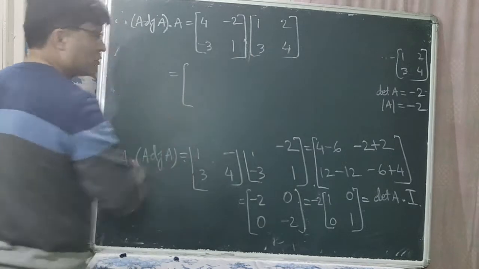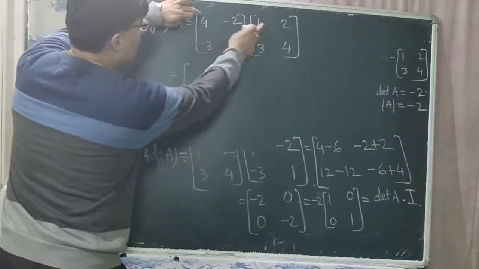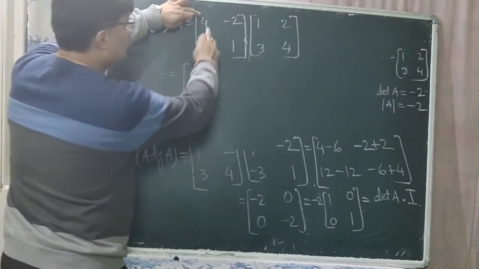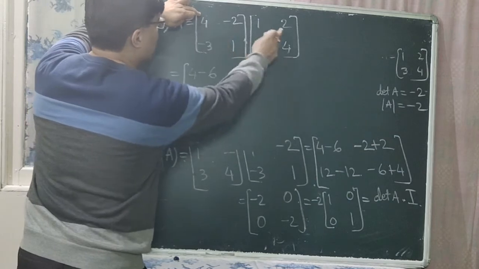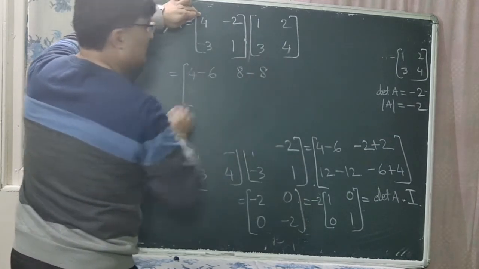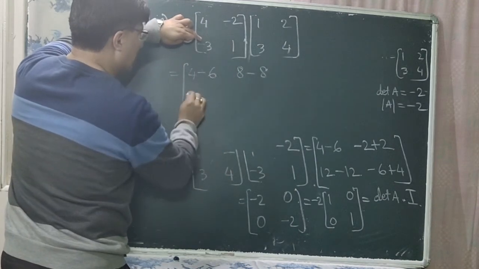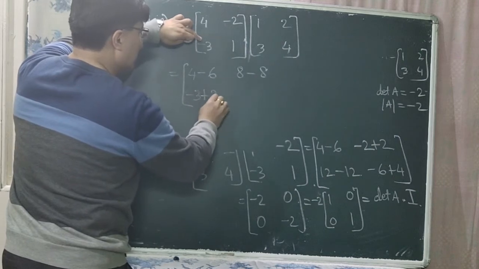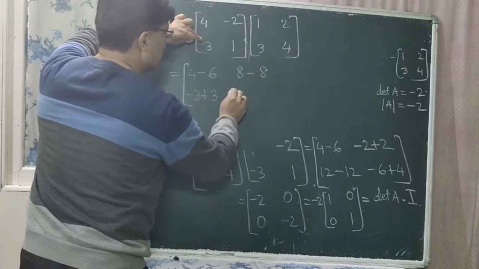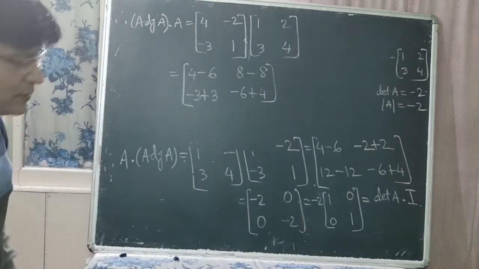First row is multiplied by first column. 4 ones are 4, minus 6. Next, first row is multiplied by second column. 4 twos are 8, minus 8. Second row is multiplied by first column. Minus 3 into 1, minus 3, plus 1, 3s are 3. Again, the second row is multiplied by the second column. Minus 6, and then plus 4. Is that clear?